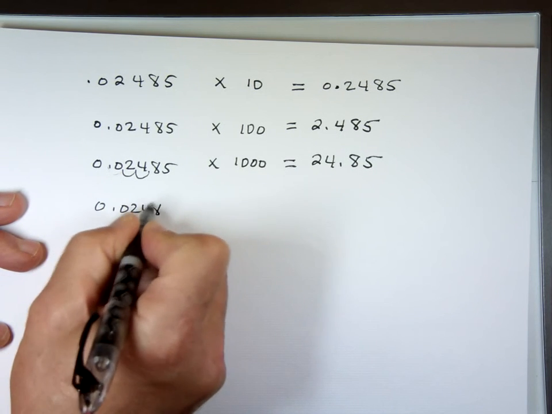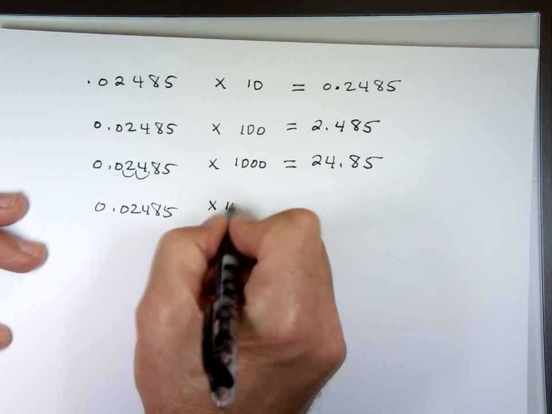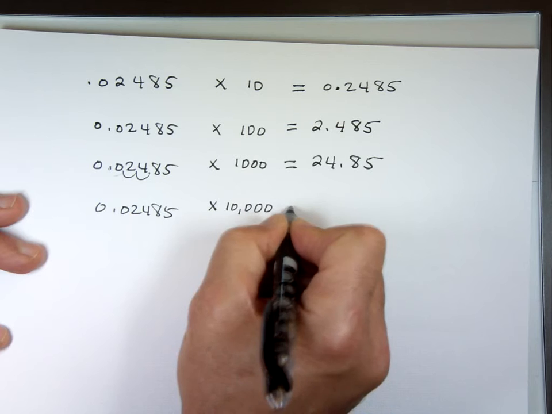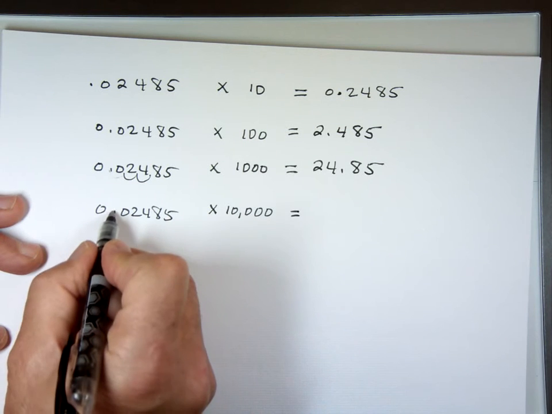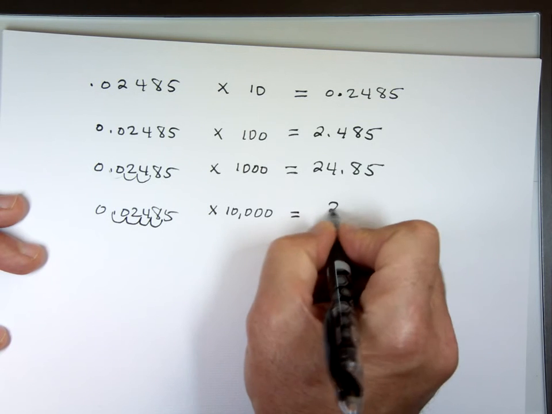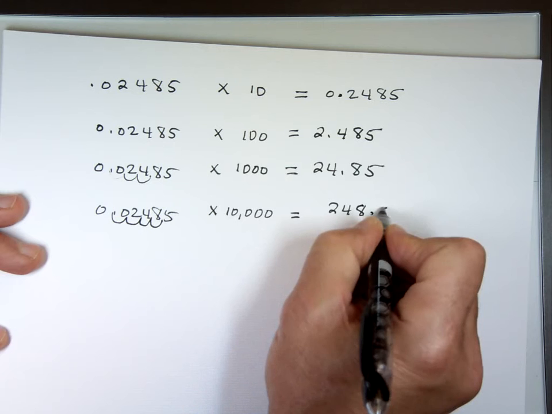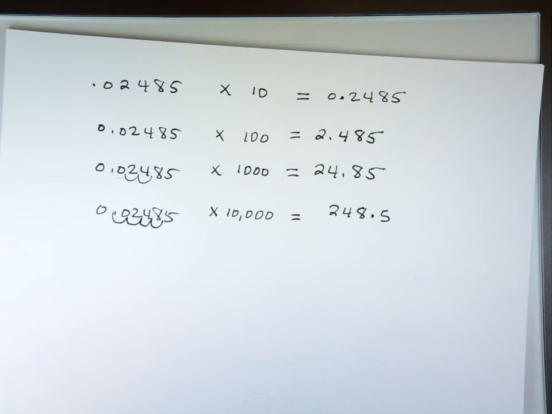0.02485 times 10,000. You move it how many places? 4. 1, 2, 3, 4. 248.5. And that's what the shortcut is.